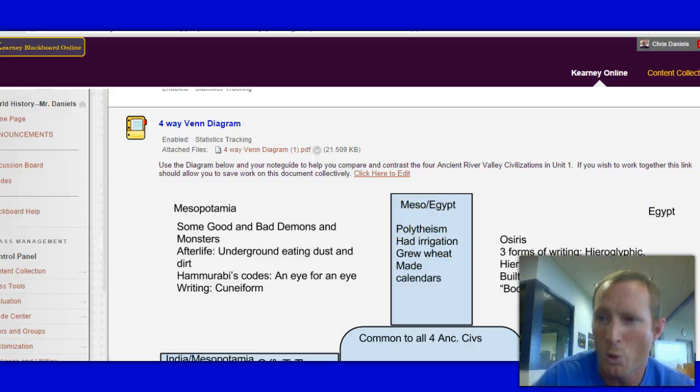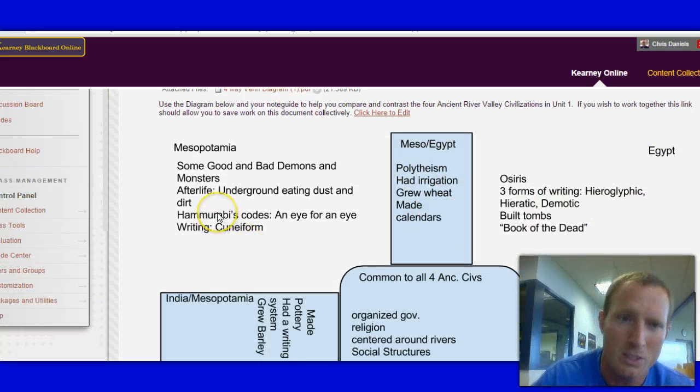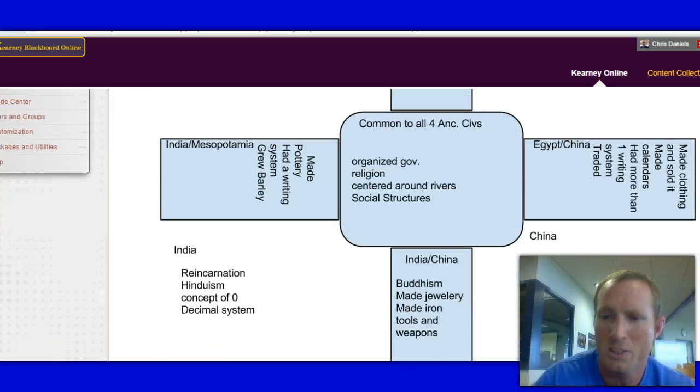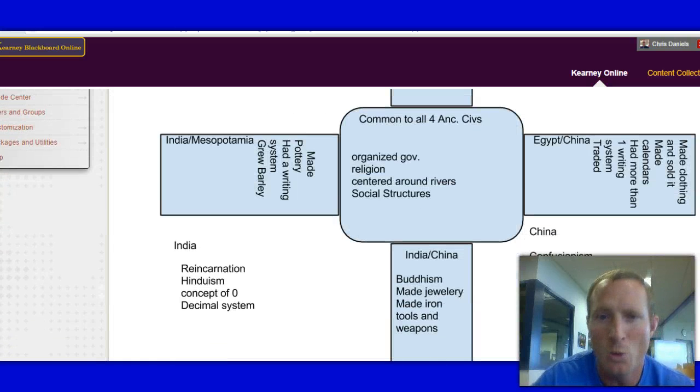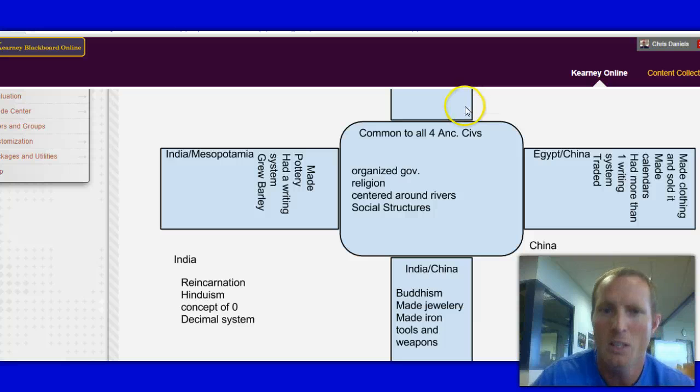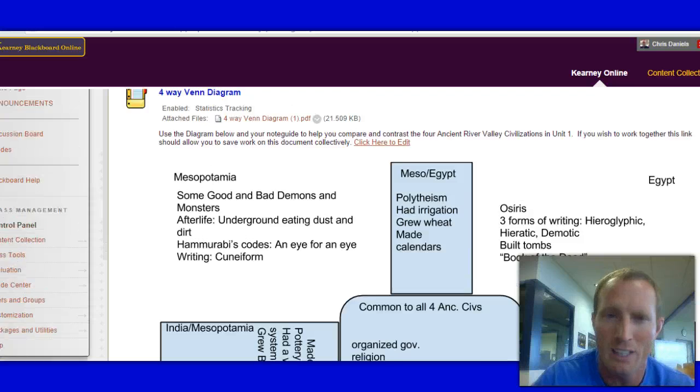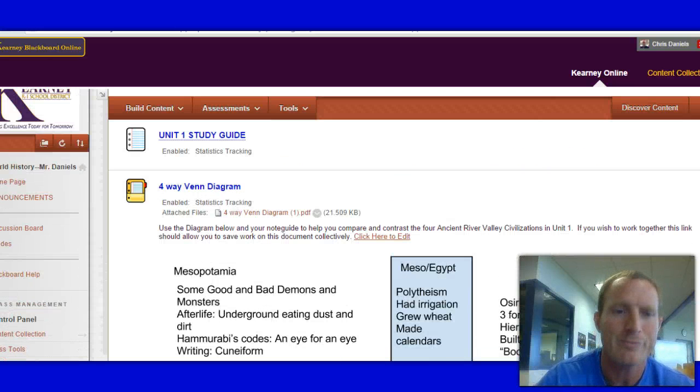This should help you organize yourself. You know what's specific to Mesopotamia. I would focus on religion, government, and inventions. You know what's specific to Egypt. You know what's specific to China and India. And you also know what they have in common between the 4 of them. This is the basis of the essay. This is what we've been focused on, is how are these ancient societies created and how do they affect us today, mainly in the areas of religion and government.